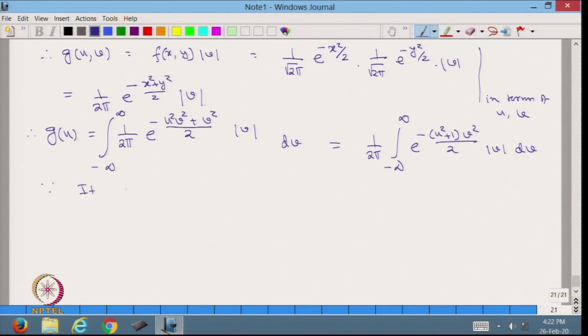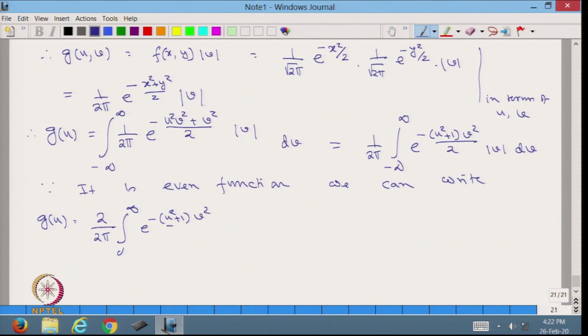Since it is an even function, we can write g of u is equal to 2 times, 0 to infinity, e to the power minus u square plus 1 into v square by 2 into v dv, because v here is always positive, which is equal to 1 upon pi, integration 0 to infinity v into e to the power minus u square plus 1, v square by 2 dv.